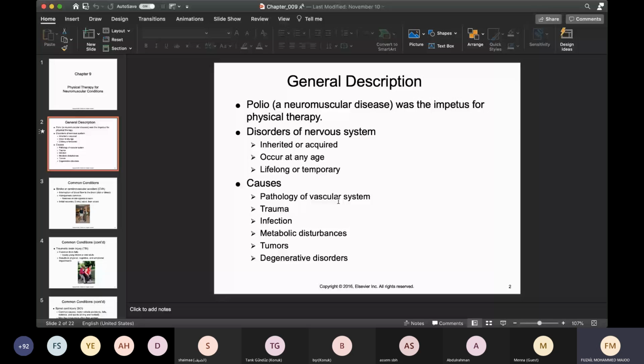This is again, what's the inherent resistance to passive stretch? So again, if there's low tone, we say it's hypotonic. If it's high tone, we say it's hypertonic.